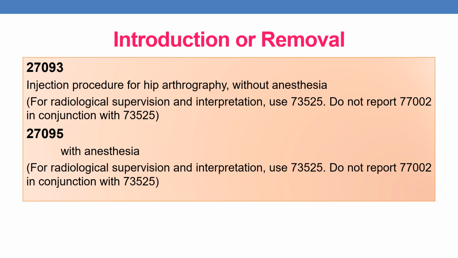The next CPT is 27093. It deals with injection procedure for hip arthrography without anesthesia. And for radiological supervision and interpretation, use 73525 and do not report 77002 in conjunction with 73525. The next is 27095. It deals with injection procedure for hip arthrography with anesthesia. And here also for radiological supervision and interpretation, you need to use 73525 and do not report 77002 in conjunction with 73525.